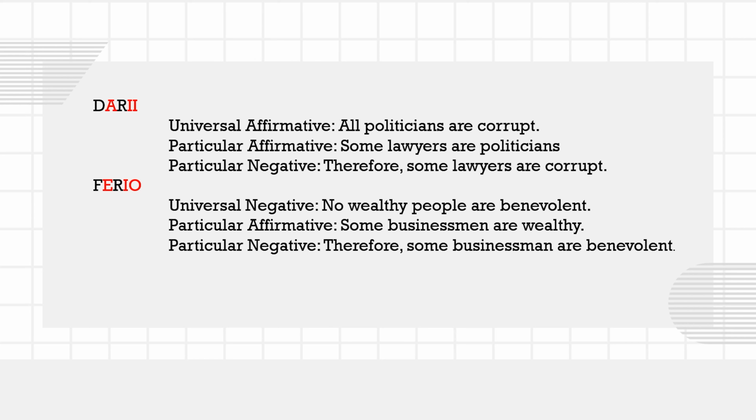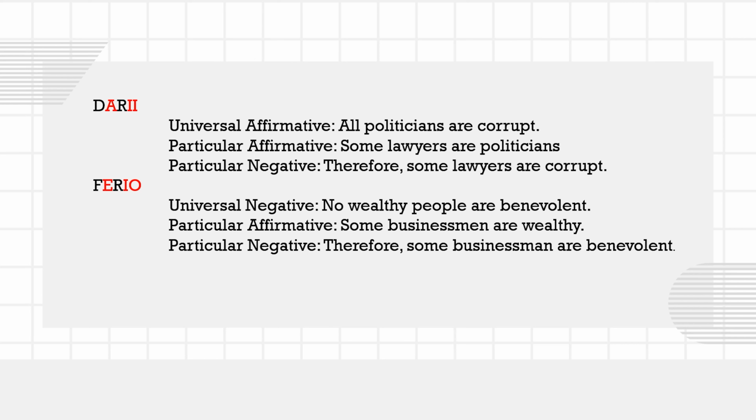The next statement conforms to the Ferio syllogism, which is a valid form of categorical reasoning. It commences with the universal negative premise that no wealthy people are benevolent. Subsequently, it introduces the particular affirmative premise claiming that some businessmen are wealthy. The logical conclusion, therefore some businessmen are benevolent, is a valid deduction based on the premises.